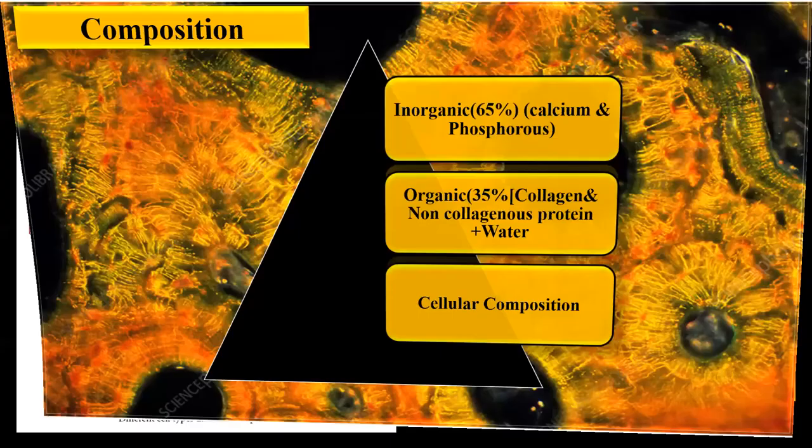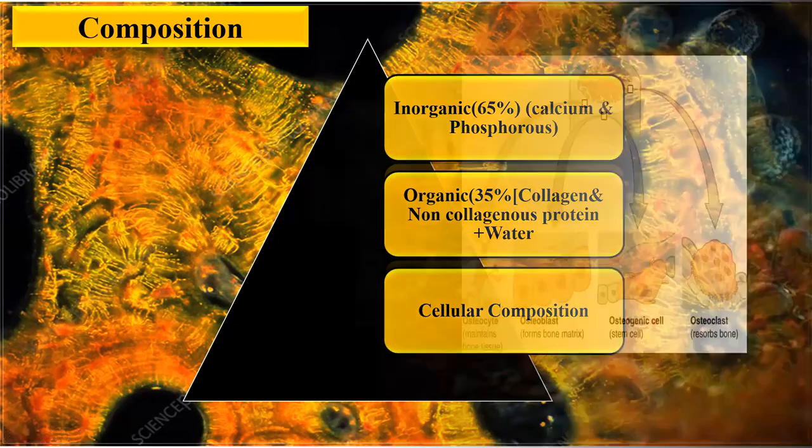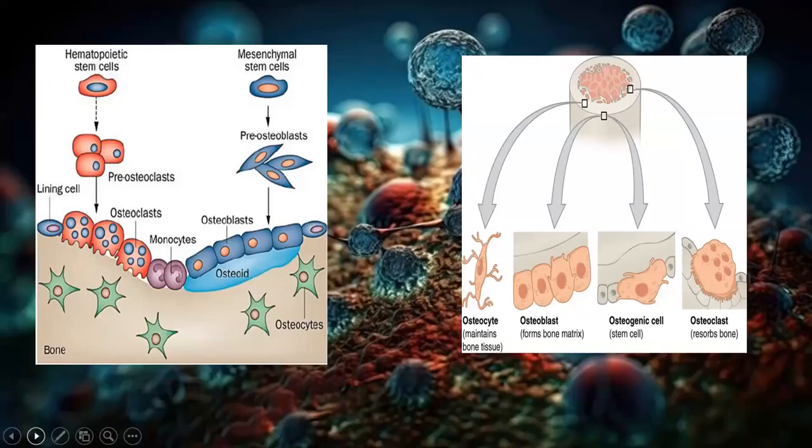So next, the next important aspect of the alveolar bone is the composition. We have covered the structure of the alveolar bone. Second, we are going to deal with the composition of the alveolar bone. The composition comprises inorganic, around 65%, organic 35%, and the cellular composition. Let's have a look at the cellular composition of the alveolar bone.